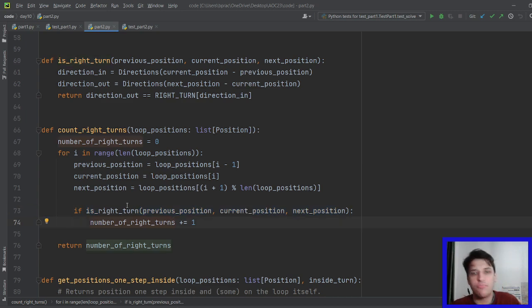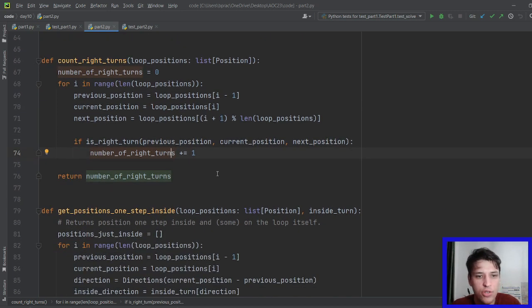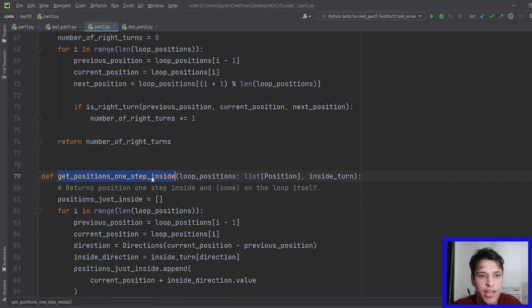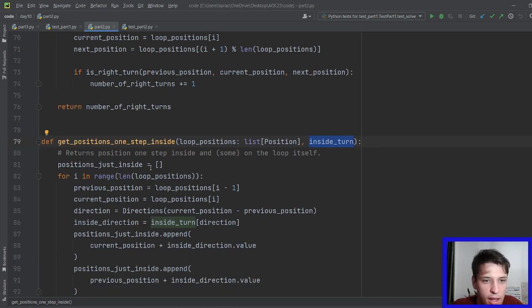Okay, so the next function we need for a solution is this function that gets us all the positions that are one step inside. For that, we again have the list of loop positions as an input, and also this inside turn, which is a dictionary to tell us for a particular direction when we go along the loop, how do we turn inside. And this function will return all the positions one step inside, and also some that are part of the loop itself, but that's not a problem, we'll deal with that later.